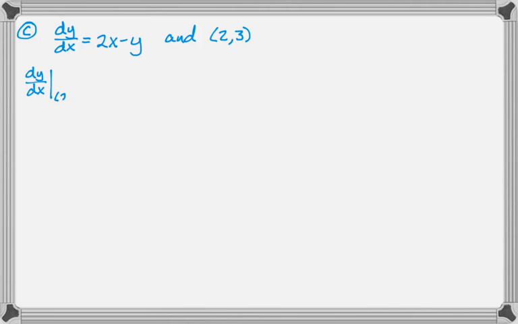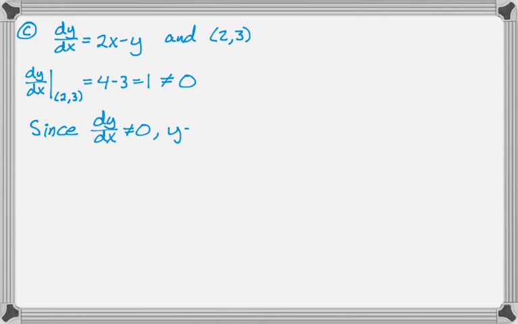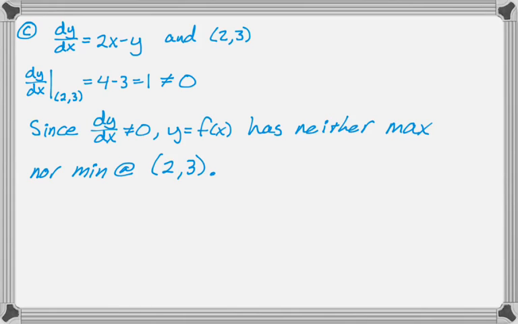So I'm just going to substitute in (2, 3), and I get 4 minus 3 is 1, which is not equal to 0. So since the first derivative is not equal to 0, we are not going to get a maximum or a minimum at the point (2, 3). And that's kind of interesting, because I don't remember a time on the AP test prior to this where you didn't get a maximum or minimum. So I don't know, maybe they're changing that up a little bit. So in the future, I guess you can not take for granted that the first derivative is going to be 0. And then let's take a look at part D.